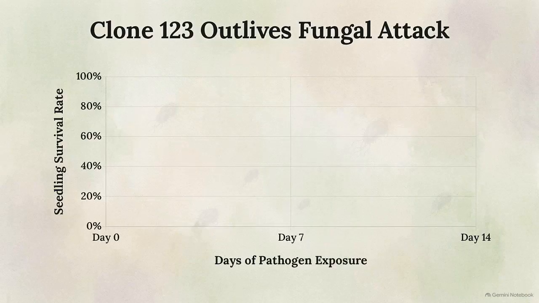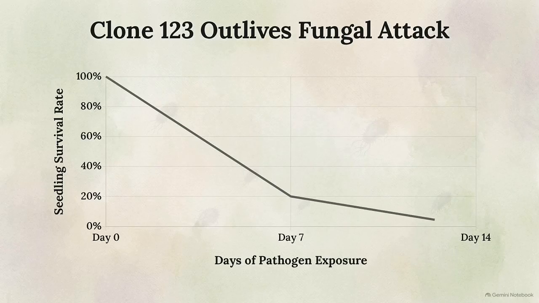This line graph tracks seedling survival percentage over 14 days of pathogen exposure. By day 7, the unmutated control group of LA1623 takes a steep plunge, dropping to a mere 20% survival rate. By the 14-day mark, the control group experienced complete cellular collapse, resulting in a 0% survival rate.